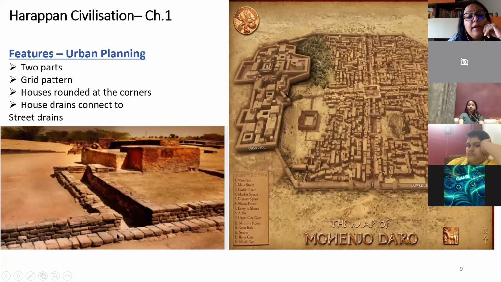Now, if you keep an open drain, flies and mosquitoes will be swarming on the dirty water and we can get diseases. That is why they covered these drains with stone slabs. Did you understand? So this is how the layout was. So they had drains which connected to the street drains. They had wells in the houses, okay, in the backyard.